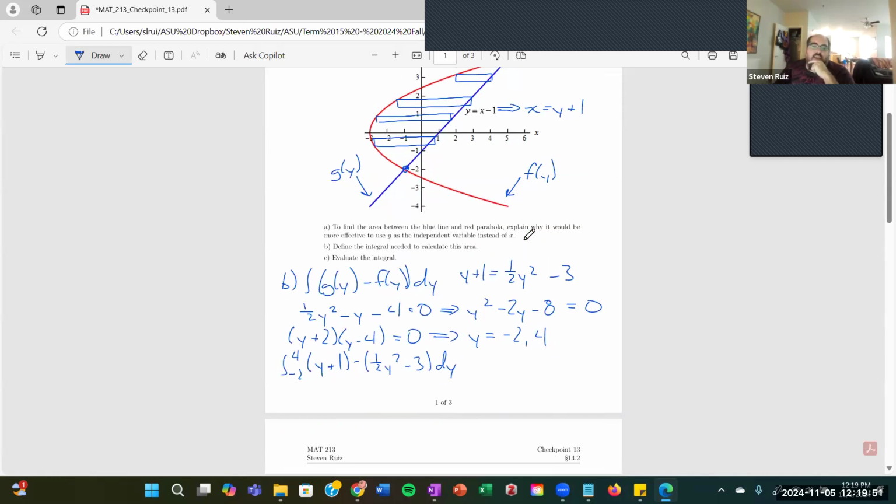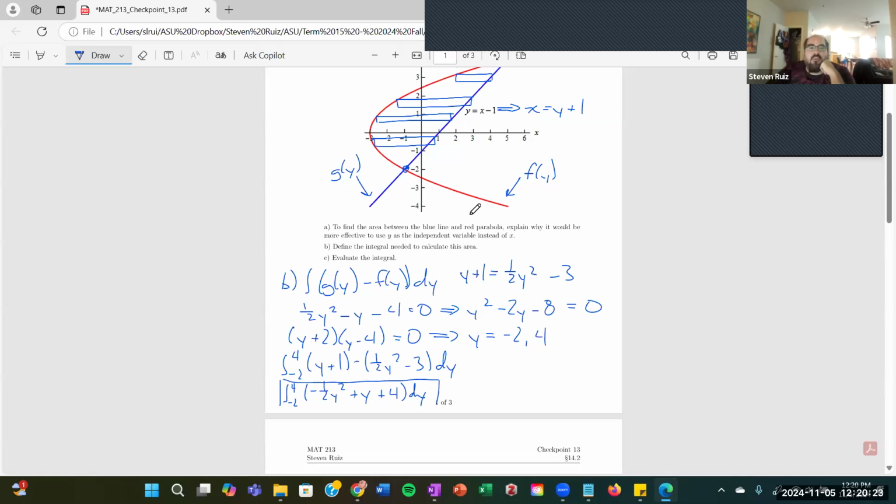So this is the integral. Before we actually evaluate it, let's do some simplifying here, because there is one pair of terms that combine. I'm also going to put everything in descending order of powers. So -1/2 y squared plus y plus 4 dy. I believe this is a good place to stop for B.